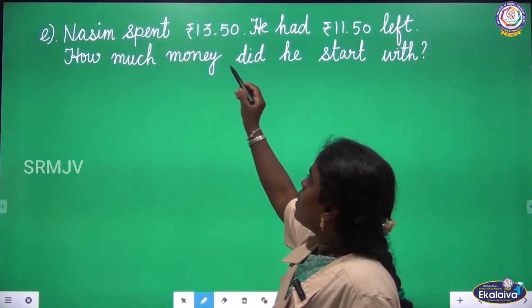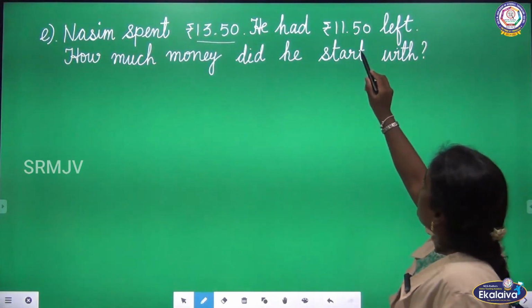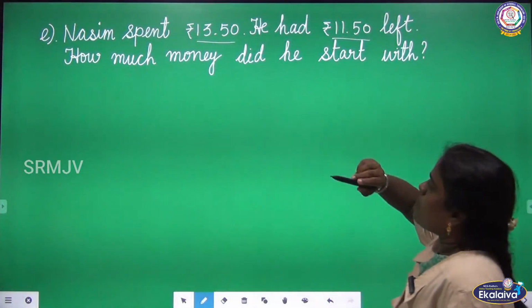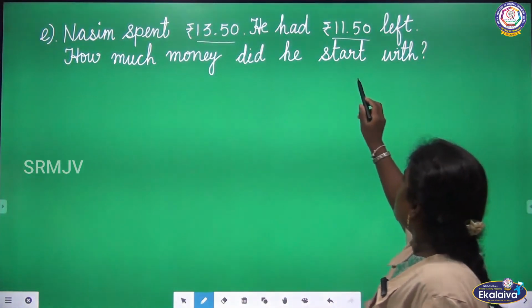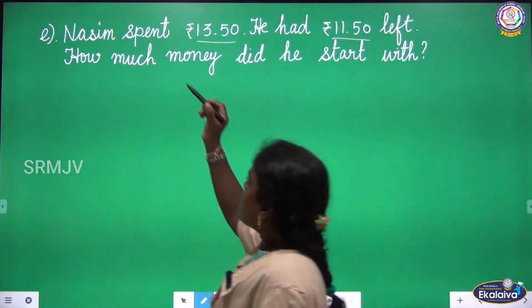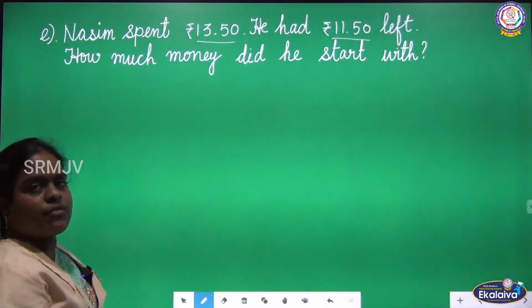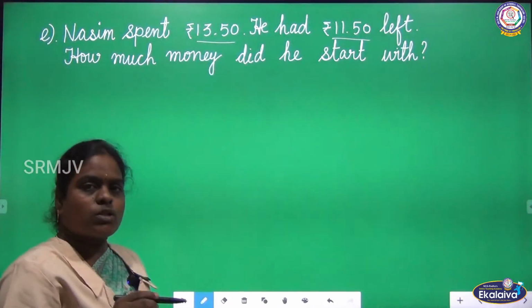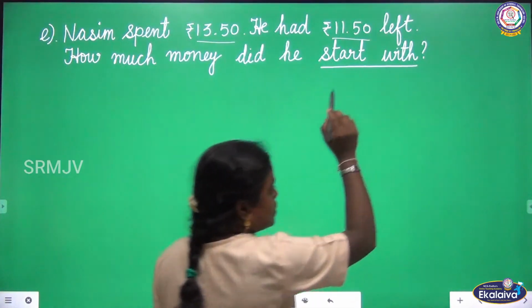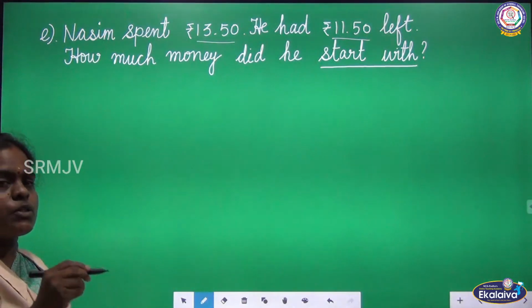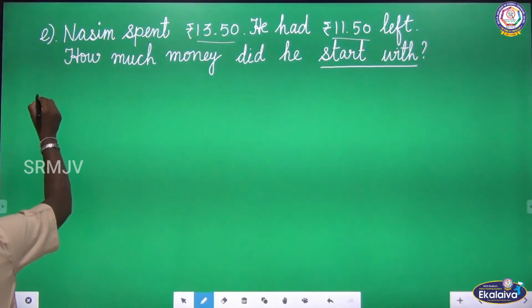Naseem spent 13 rupees 50 paise. He had 11 rupees and 50 paise left. How much money did he start with? Listen children. So here the amount spent is given and the amount left is given. We are going to find out the total amount, that is the amount he started with. So we are going to add the given amounts to find the total amount.